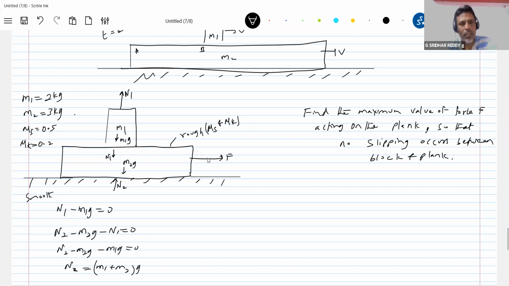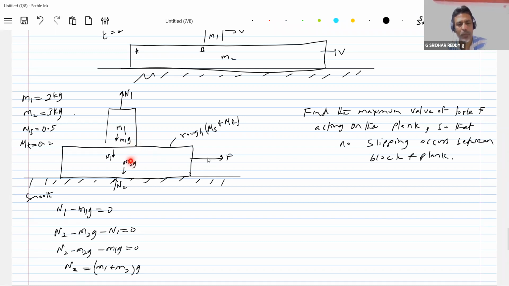Now, how does the friction have to be shown? It's a very simple idea. As the plank moves, who will make the block move along with the plank? There should be some force acting on it. Otherwise, how does it undergo displacement with respect to the ground? It's simple common sense.